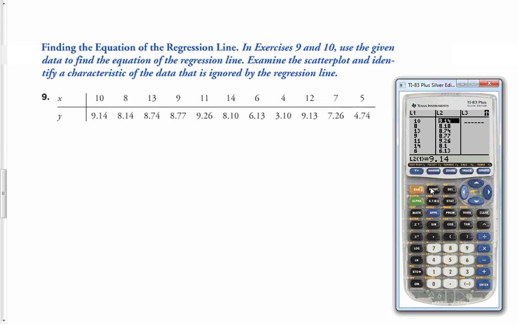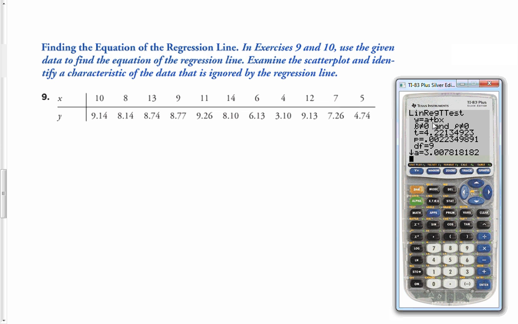Then once we have all 11 values in the list, we hit second and quit, go back to stat, go over to test, and go all the way down to letter E, the LinRegTTest. Press enter, and the x list is list 1, the y list is list 2, and the alternative hypothesis is that there's a correlation. So we go to calculate, we press enter. Okay, now we have y equals ax plus b.